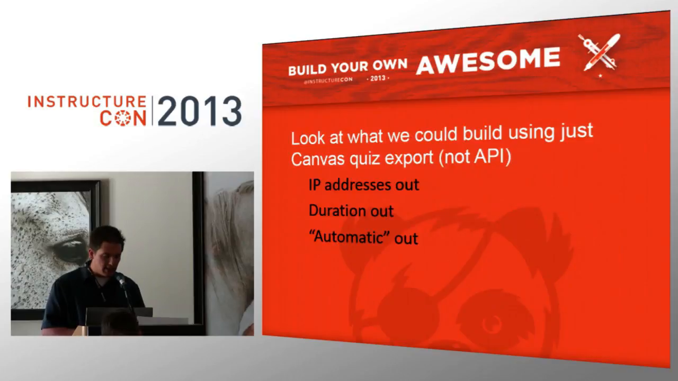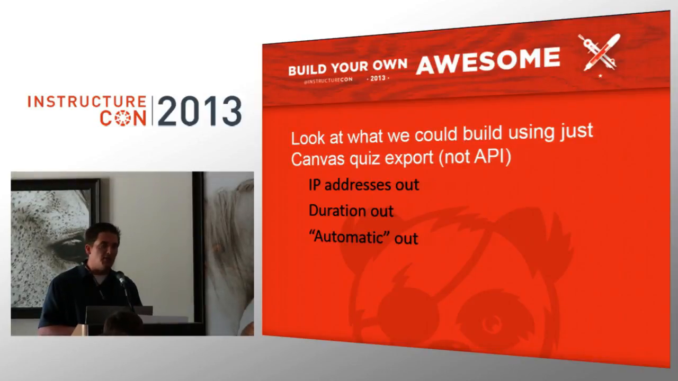So when I looked at it, what we wanted to look at is what we could build with just the Canvas quiz export. Largely because the API is limited. I know there's a lot of API love floating around at this conference, and I don't hate APIs. I love APIs, and we would have done this in APIs, but I think the current APIs are a little limited for this particular purpose. And what that meant by using the Canvas CSV is that an IP address comparison was out, comparing the duration of the exams was out, and automatic was out because of course you have to manually grab the CSV.